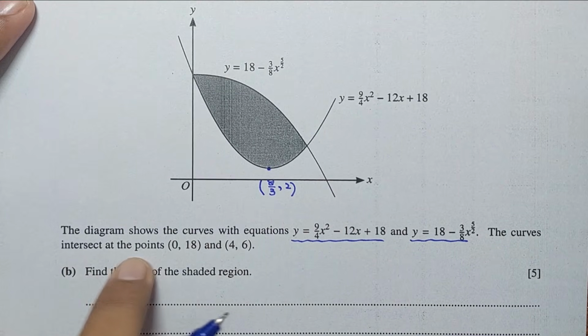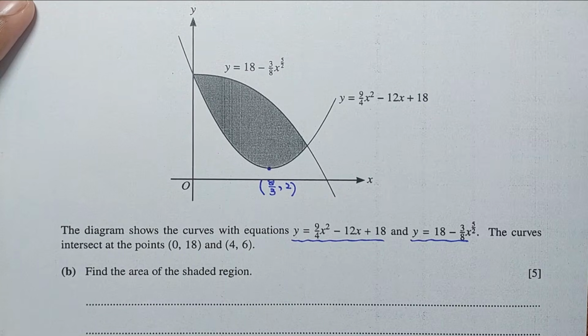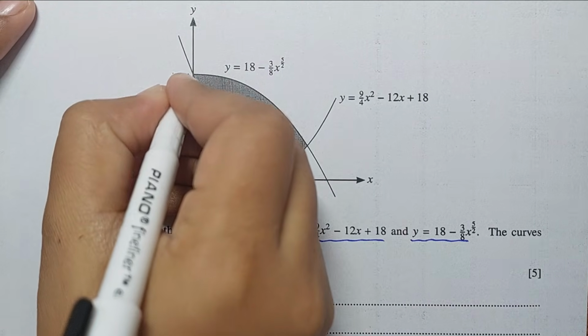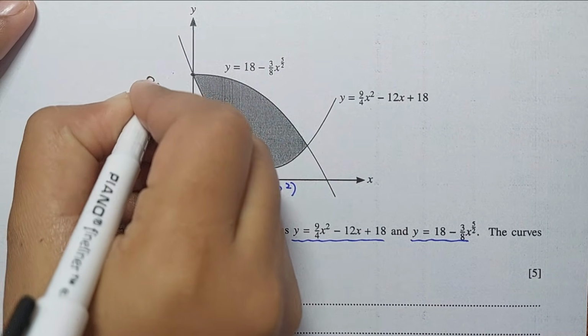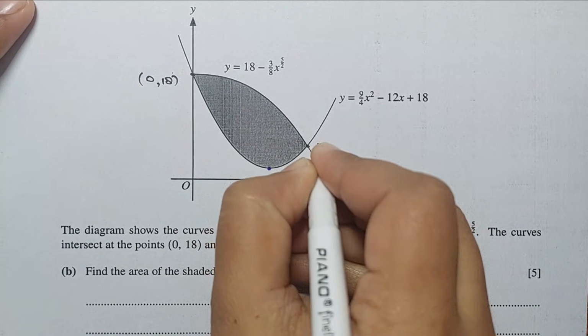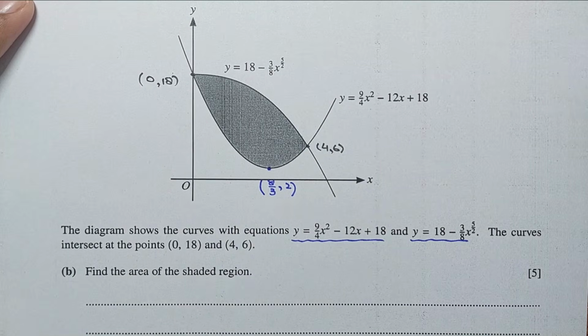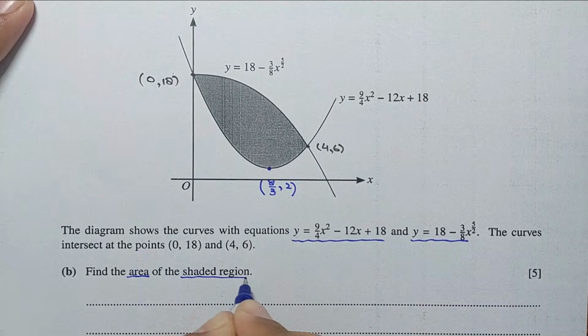The curves intersect at points (0, 18) and (4, 6). The points of intersection of the curves are also given. So one point of intersection is where x is 0 and y is 18, and the other point of intersection is where x is 4 and the y value is 6. All right. Now for part B, find the area of the shaded region only. This is the shaded region.